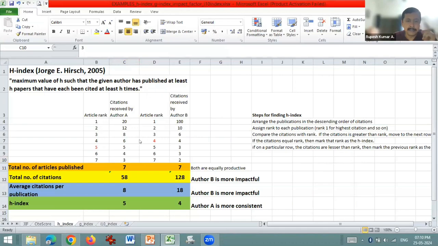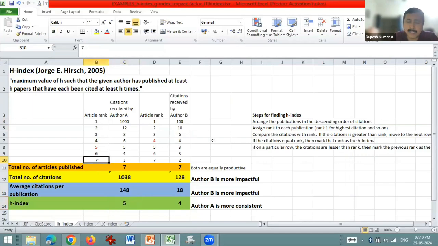Okay. That means author A right now has 7 publications and his H index can never be greater than 7. For example, if the first ranked article gets 1000 citations, the total number of citations will increase. Average citation per publication will increase, but has H index increased? No. So it cannot be more than 7.